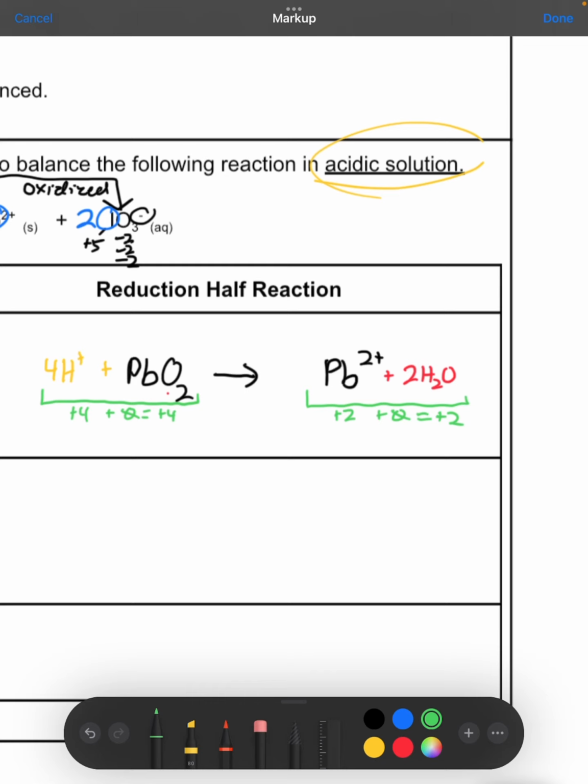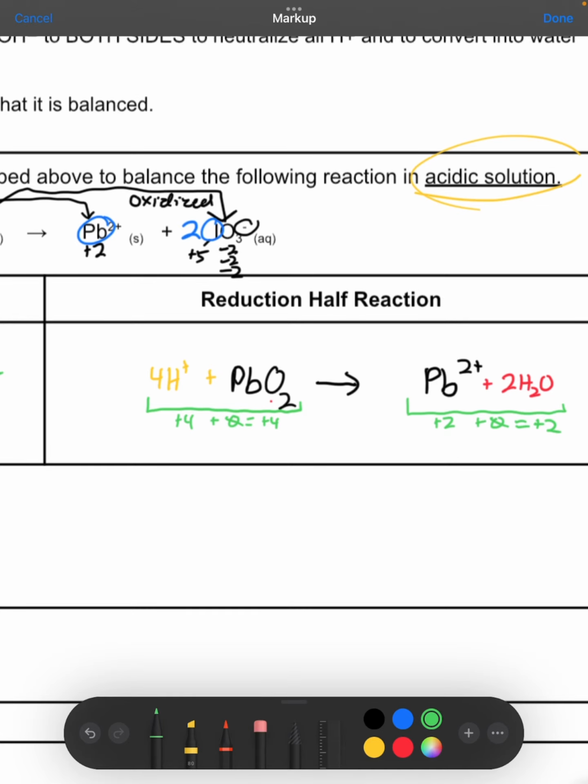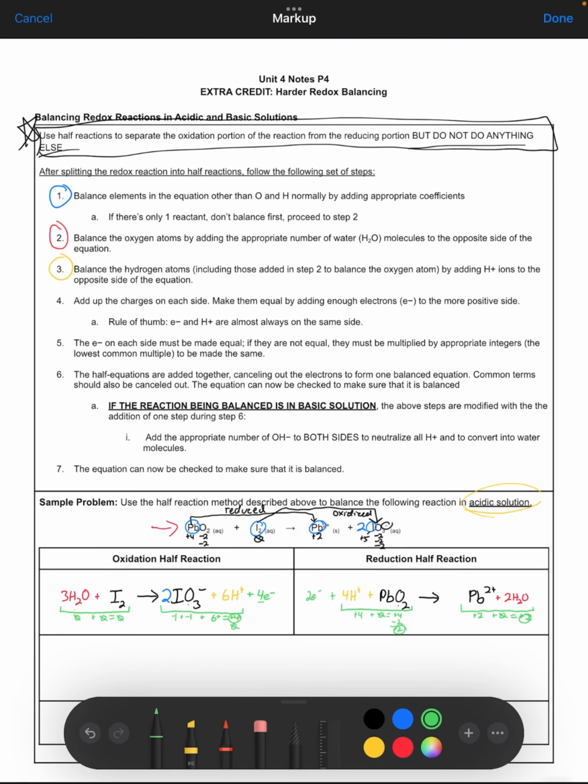There's a discrepancy again. So on my more positive side, and that's the left-hand side this time, I'm going to add 2 electrons to this side. And I'm doing that because those 2 negatives will add up to a positive 2, and then those 2 things will match. Okay, so that's going to be step 4. Done. Step 5 says that the electrons on each side must be made equal.